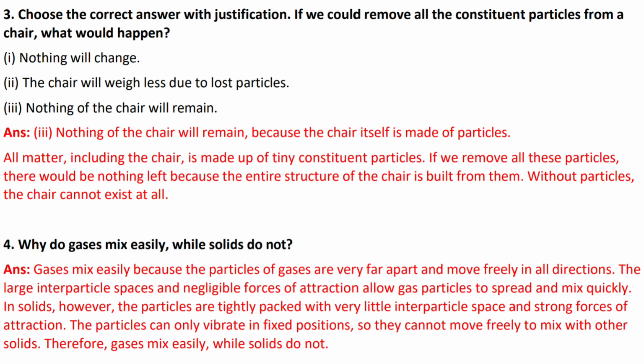Question number 3. Choose the correct answer with justification. If we could remove all the constituent particles from a chair, what would happen? 1. Nothing will change. 2. The chair will weigh less due to lost particles. 3. Nothing of the chair will remain. Answer. 3. Nothing of the chair will remain, because the chair itself is made of particles.